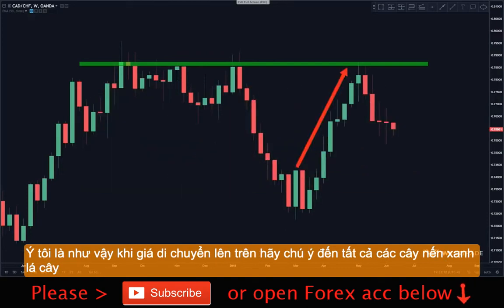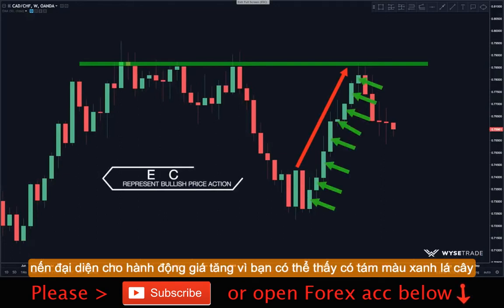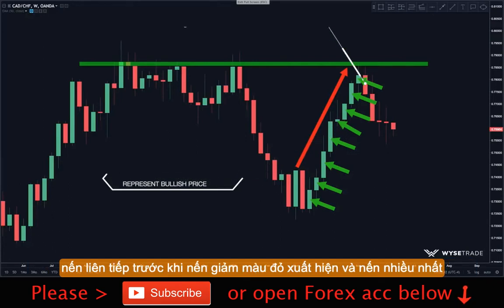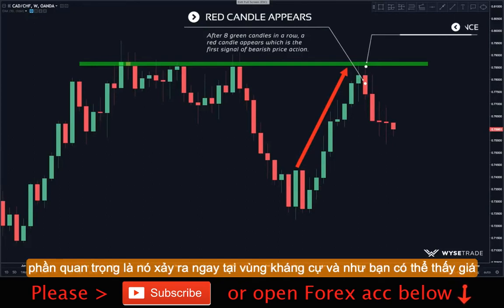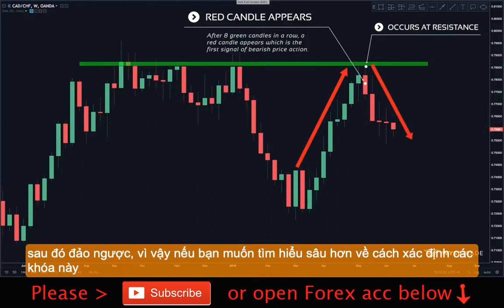So as price is moving upwards, notice all the green candles. Green candles represent bullish price action. As you can see, there's 8 green candles in a row, before finally a red bearish candle appears. And the most important part is that it occurs right at resistance. And as you can see, price then reverses.